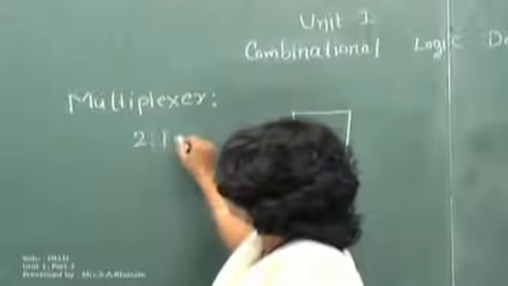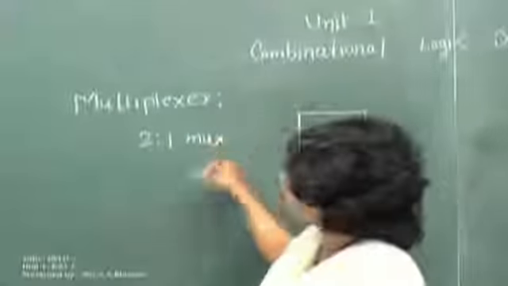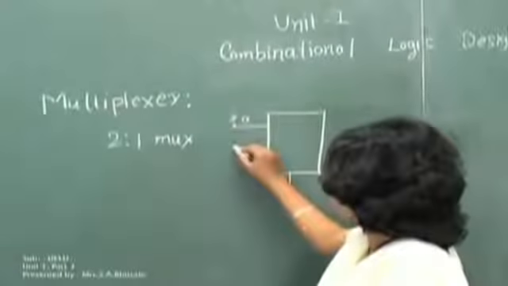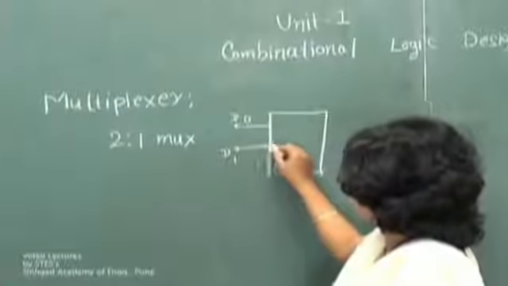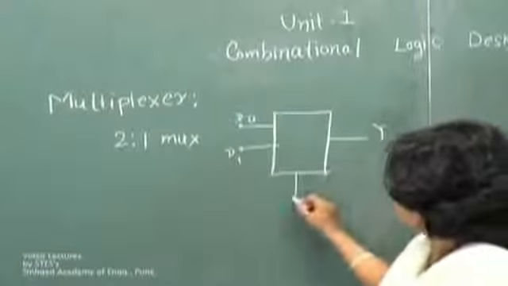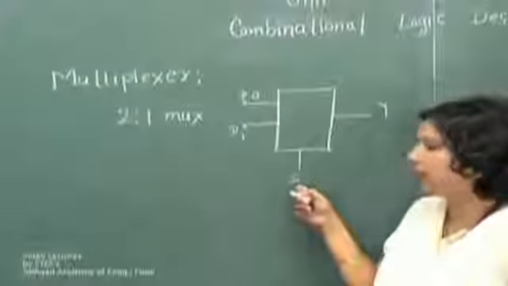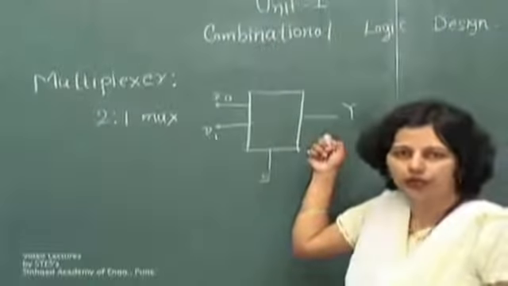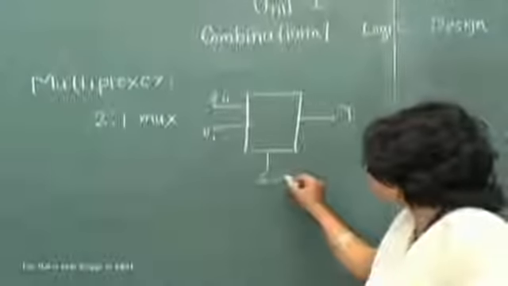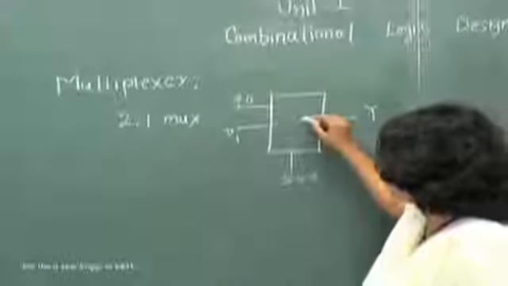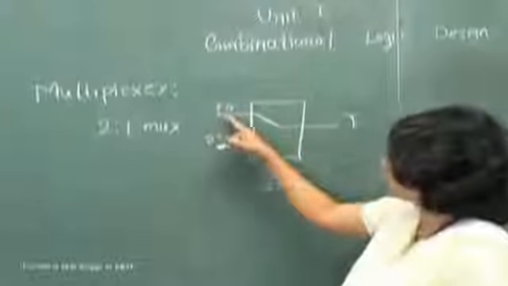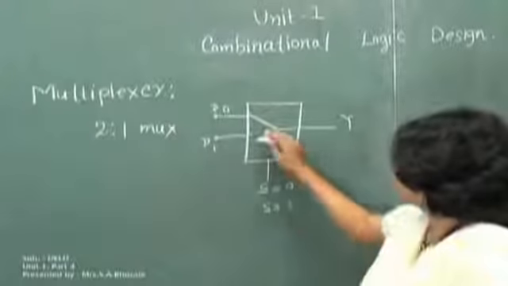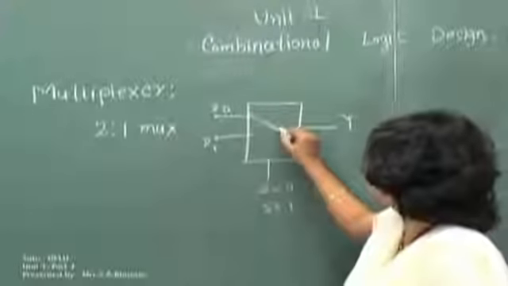That is the 2:1 multiplexer. For a 2:1 multiplexer there are two inputs, let us say D0 and D1, one output line and one select line. Depending on the select line, the appropriate input line will be connected to the output. If S is equal to 0, here is a switch or data connector, so the D0 line will be connected to Y, and if S is equal to 1, then the D1 line will be connected to Y.